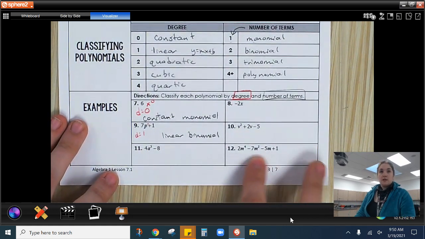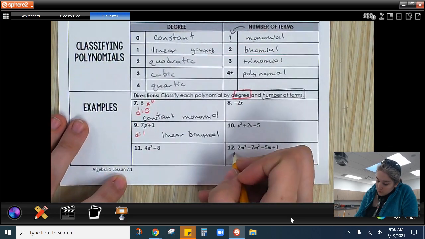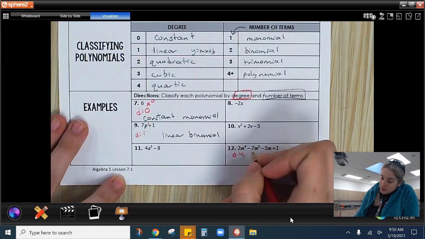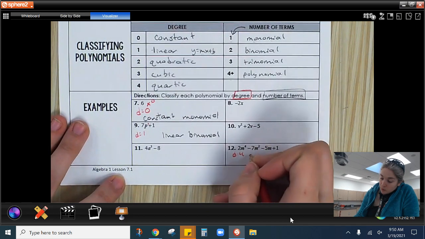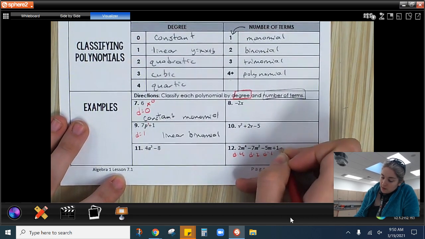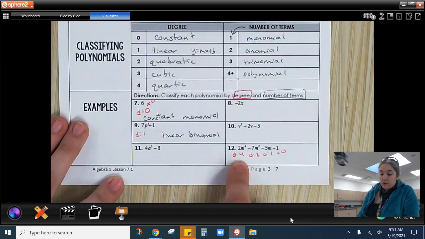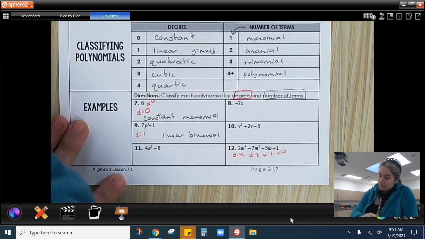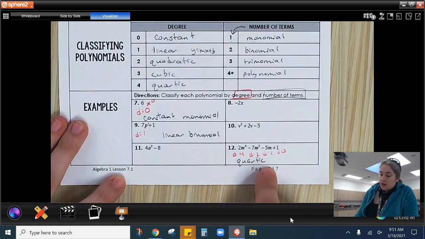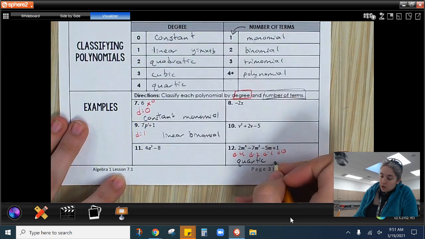When we look over here at this one, I'm just going to skip over to 12. We have our first one, 2m to the 4th, has a degree of 4. Minus 7m squared has a degree of 2. Minus 5m has a degree of 1. And then plus 1 has a degree of 0. So our biggest one here is the degree of 4. Degree of 4 is a quartic. It's so fun to say that word. Quartic. And then when we look at this, we have 1, 2, 3, 4 terms. So it's a quartic polynomial.